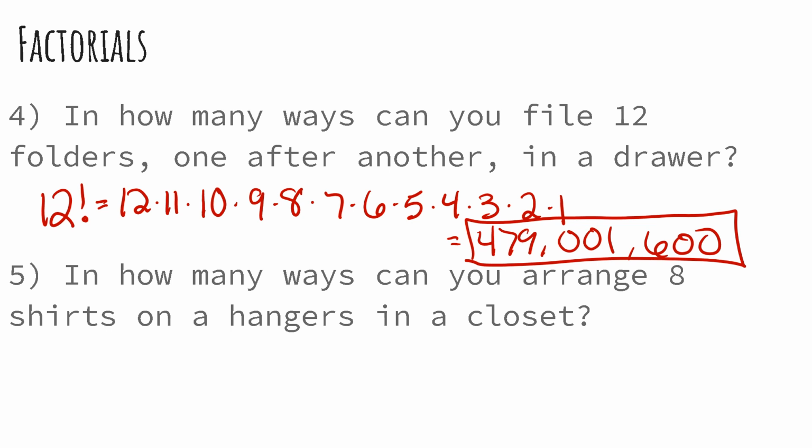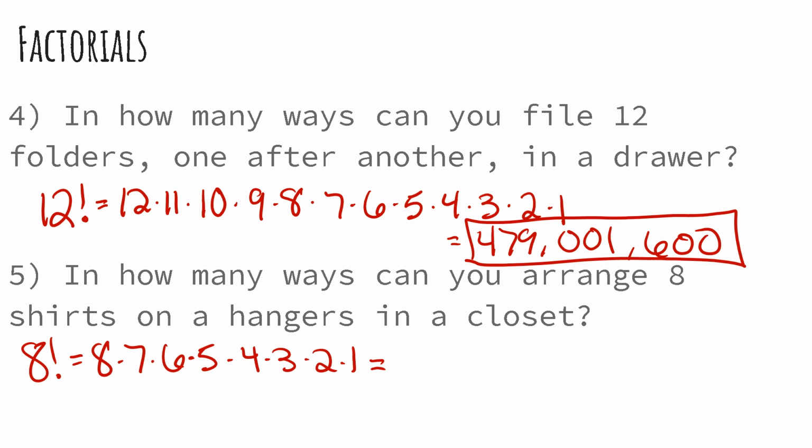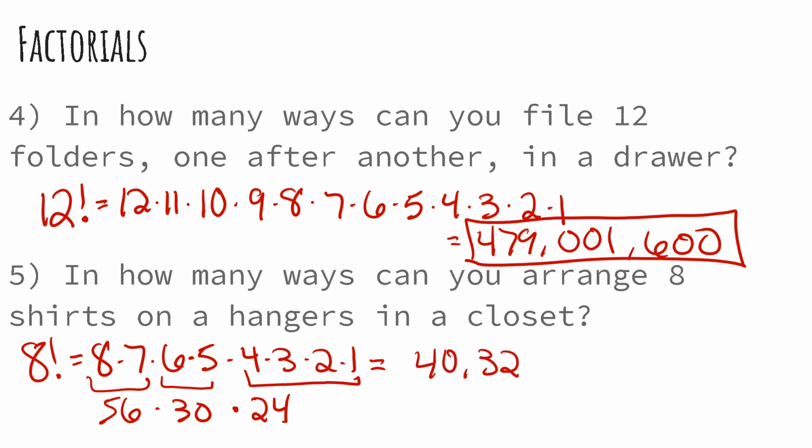All right, and then the next one, how many ways can we arrange 8 shirts? We want 8 factorial. So 8, 7, 6, 5, 4, 3, 2, 1. And if you're doing it by hand, I would break it up into chunks, maybe do the first 2, second 2, like that. You could kind of chunk it. That'd be easier. And this one is 40,320.